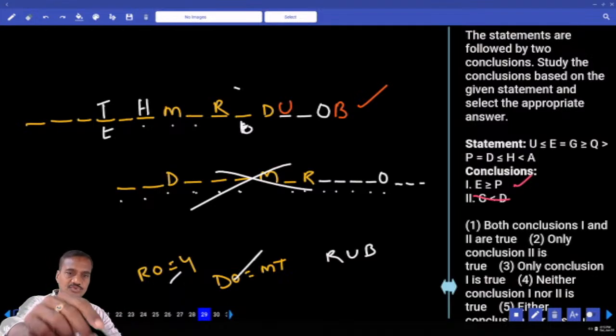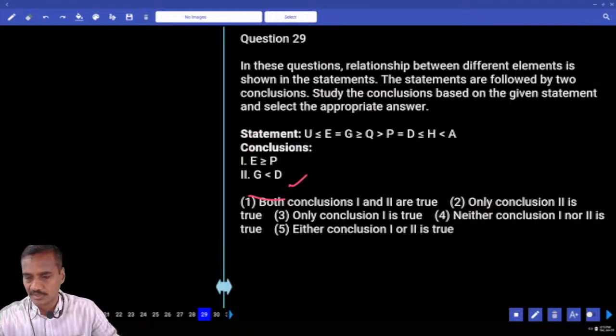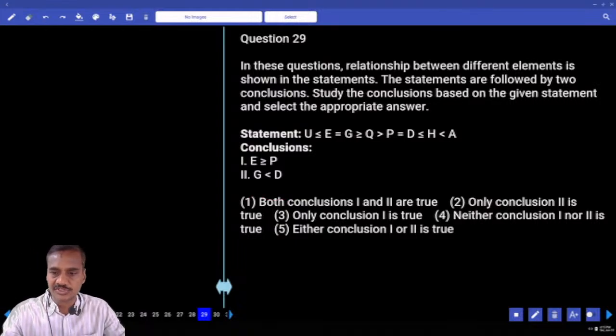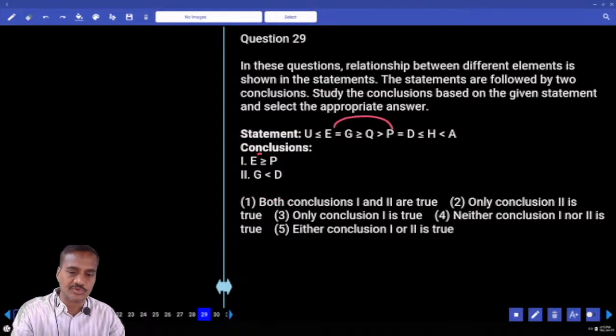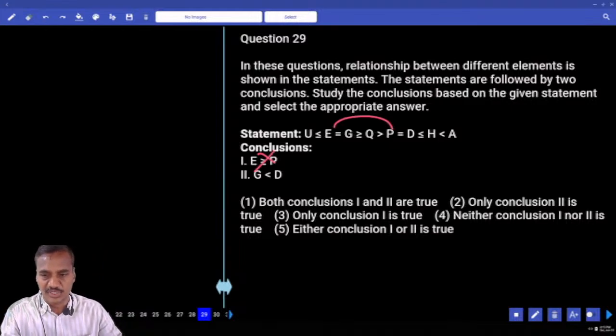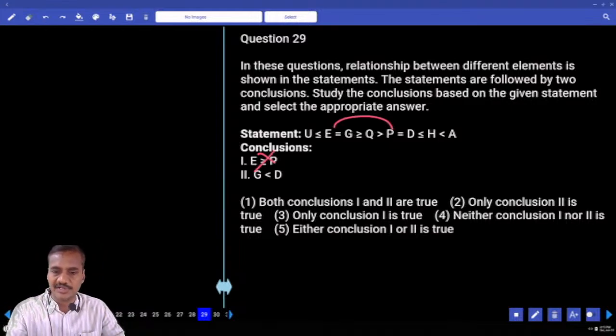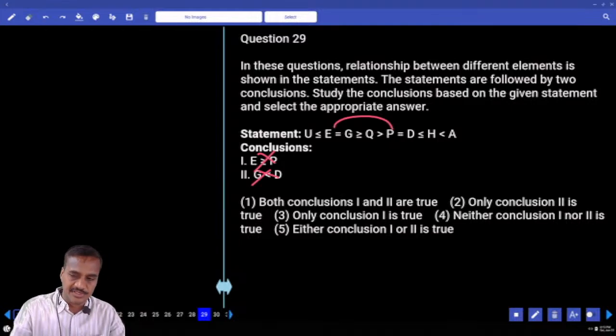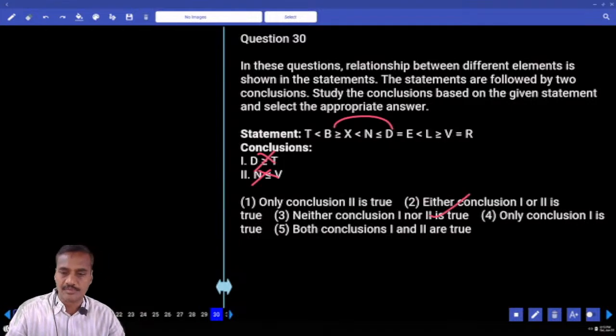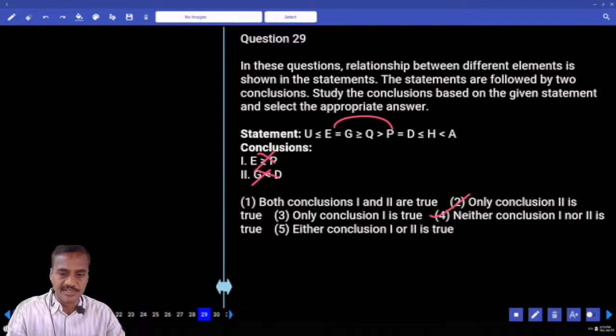Then coming to question number 29. Now 29, E and P. E is here, P is here. E greater than P is true, equal to P is false. Now between G and D, G greater than D is true, lesser than D is false. Neither one, not two. Choice for question number 29. Then neither one, not two.